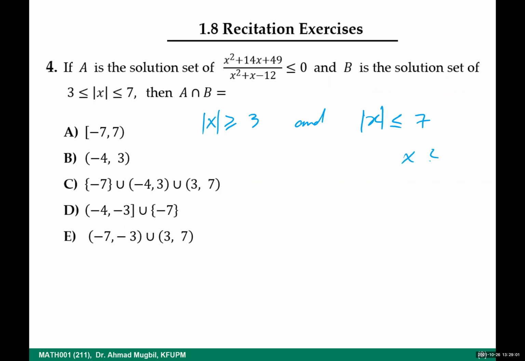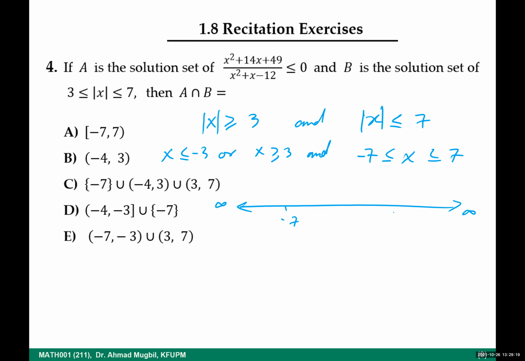From here, we will have x between negative 7 and 7. And here, we will have x greater than or equal to 3 or x less than or equal to negative 3. Let's go to the number line and do the calculation. Negative 7, 7, this is closed. We have between negative 7 and 7. Then we have negative 3, and here we have 3. Is this open or closed? Closed, both.